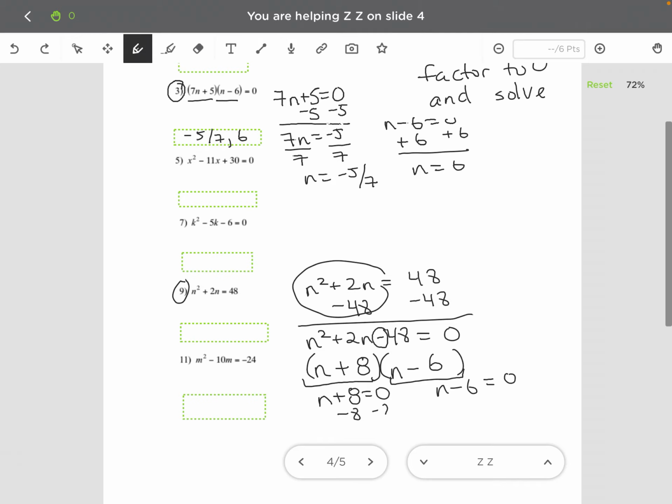So this one, all you have to do is subtract the 8. And this one, you just have to add the 6. So you get 2 answers again. So you're going to type in negative 8 comma 6. But obviously there's a lot of work that goes with these.